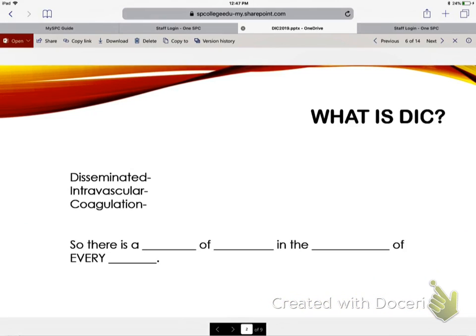So, what is DIC? Disseminated means widespread, right? Intravascular coagulation. So there's widespread bleeding, but there's also widespread clotting, and it can be either or both. You don't necessarily have someone hemorrhaging. So there's a spreading or dispersing of coagulation in the microvascular system, in the microvasculature of every system.